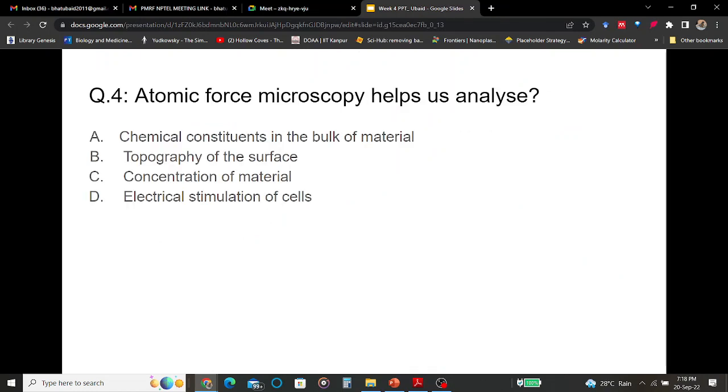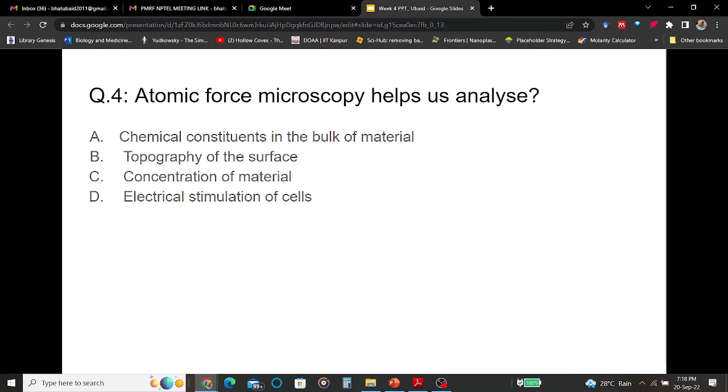Another question is, atomic force microscopy helps us to analyze: A. Chemical constituents in the bulk of material, B. Topography of the surface, C. Concentration of material, D. Electrical stimulation of cells. So, what is the answer? The answer is topography of the surface.